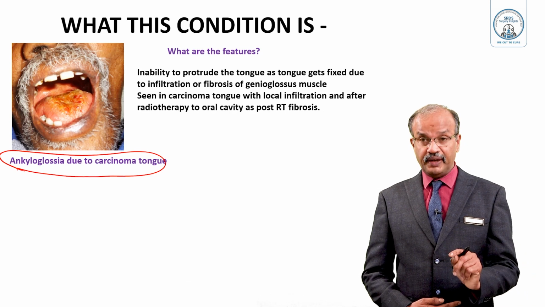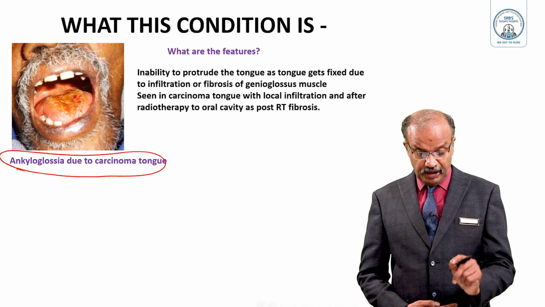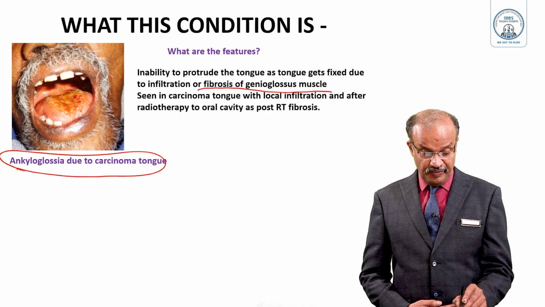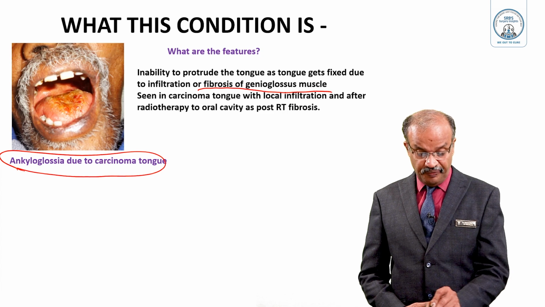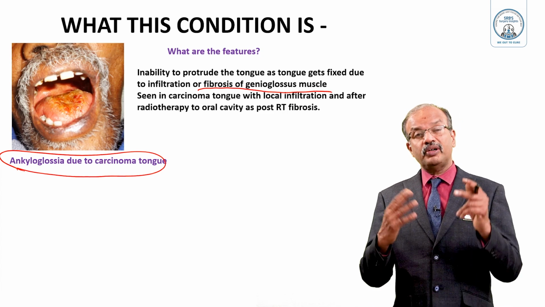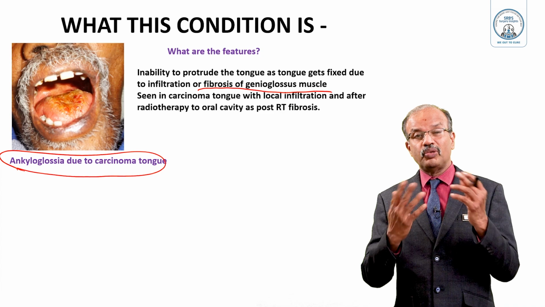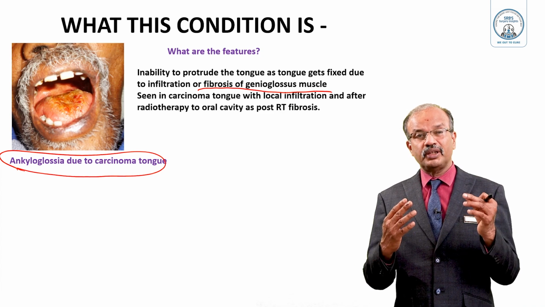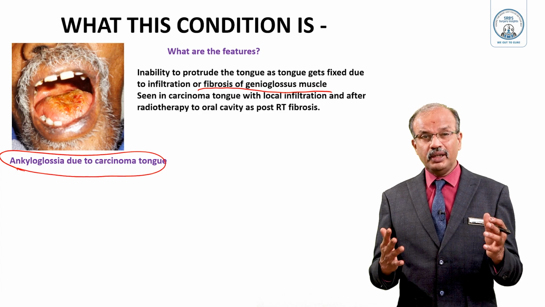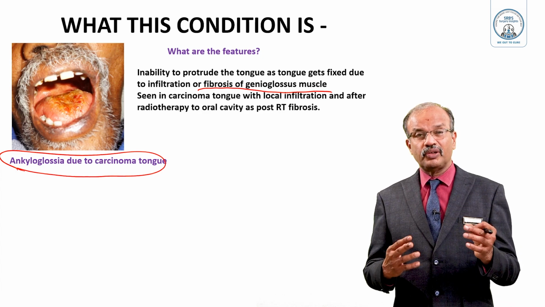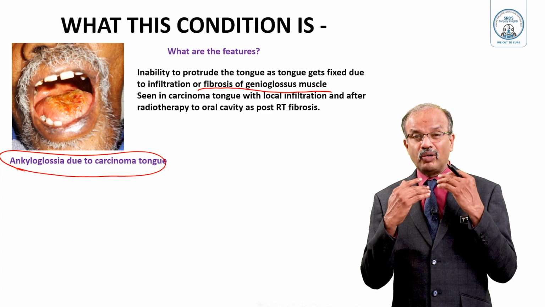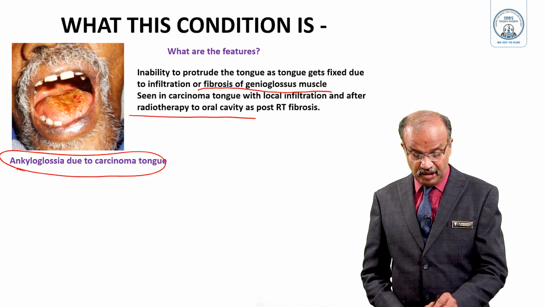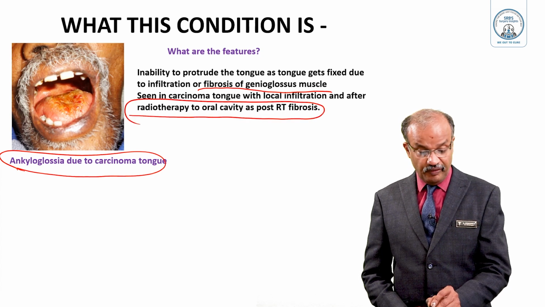Inability to protrude the tongue as the tongue gets fixed due to infiltration or fibrosis of the genioglossus muscle. That is the one. So it is seen in carcinoma tongue with local infiltration and after radiotherapy. So the common cause is carcinoma tongue with infiltration, that is, locally advanced disease. And also for oral malignancy, one of the therapeutic modalities is radiotherapy. So after radiotherapy, extensive fibrosis occurs and the tongue may not be able to protrude forward. So that will lead to ankyloglossia as a post-radiotherapy fibrosis.